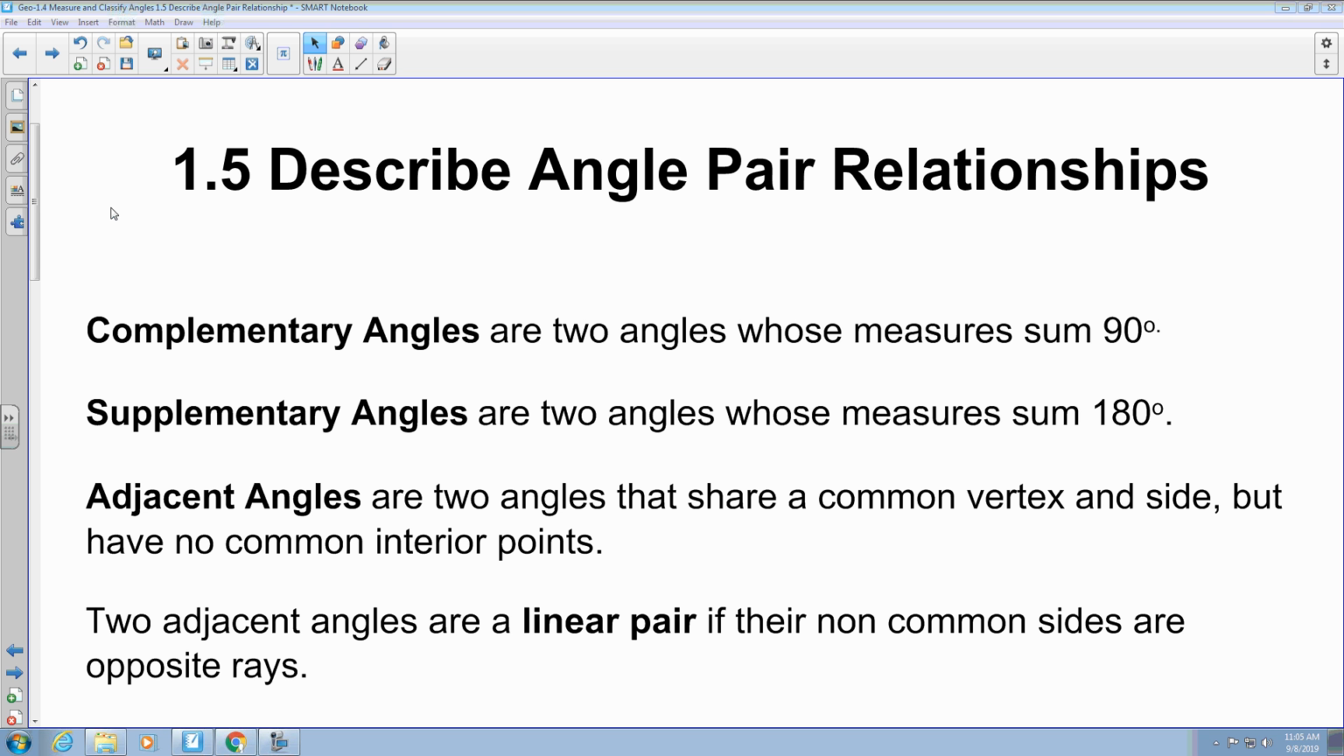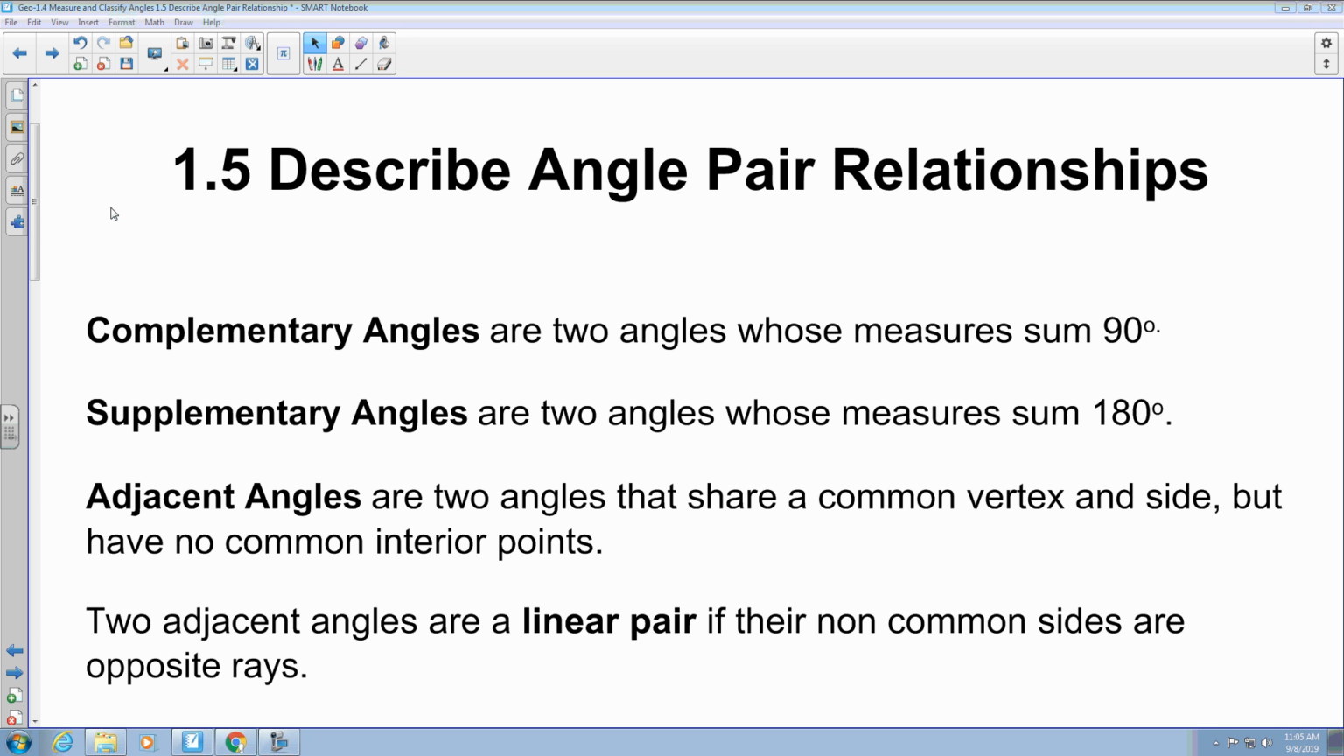The first one that we have up there is complementary angles. Complementary angles are two angles where the sum of the angle measures is 90 degrees. So they could be two separate angles. They could be angles that share a common endpoint, whatever it may be. Same thing goes for supplementary angles. The only difference is that those two angles' sum measurements are 180 degrees.